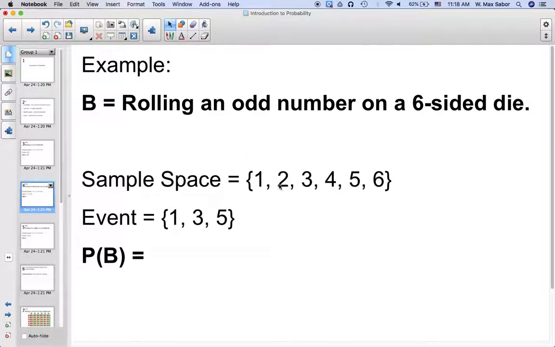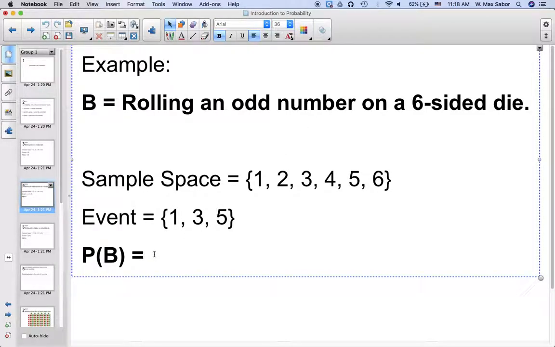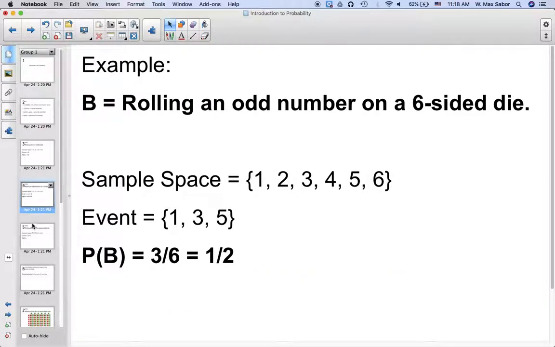Now here, 1, 2, 3, 4, 5, and 6 are each separate outcomes, but if we're rolling an odd number, now the event is 1, 3, or 5. So the probability of that event is 3 out of 6. There are 3 options out of 6. And then that can be simplified to 1/2.